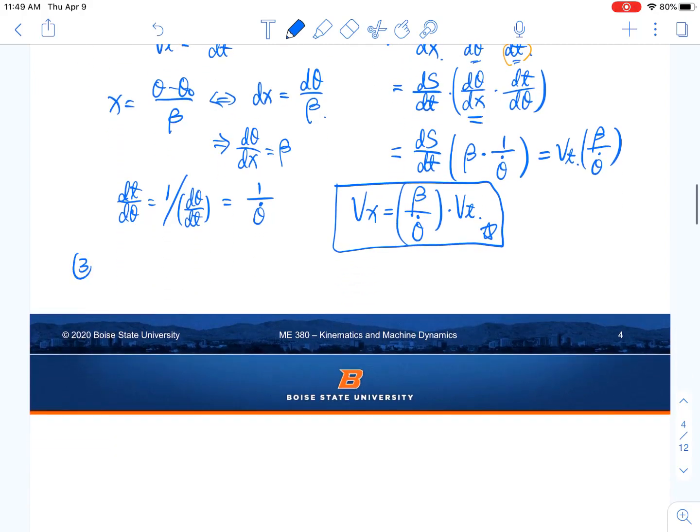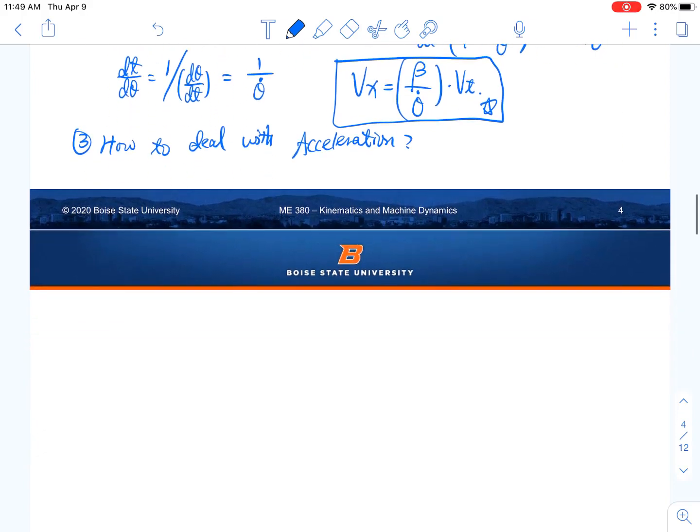And then the third one is how to deal with acceleration. So again, we start from the definition. Your At, your time domain acceleration, is just the second derivative d squared s dt squared. And then your A in x domain is just d squared s dx squared. So it's a second derivative with respect to x. So what can we do?